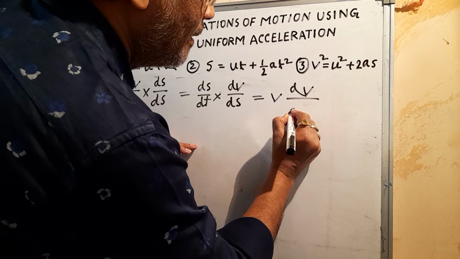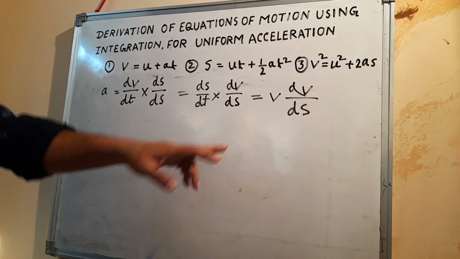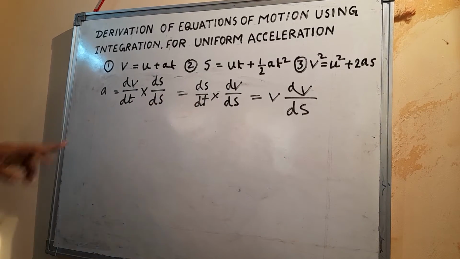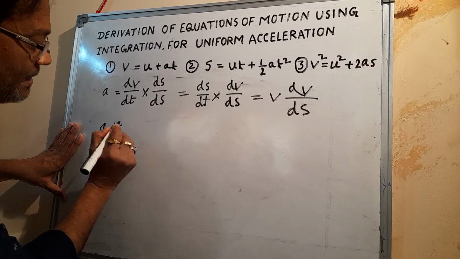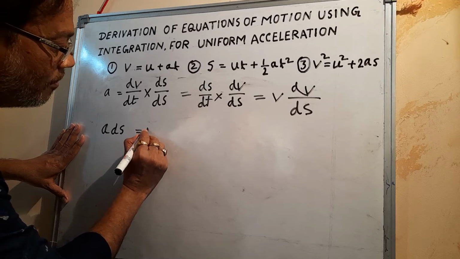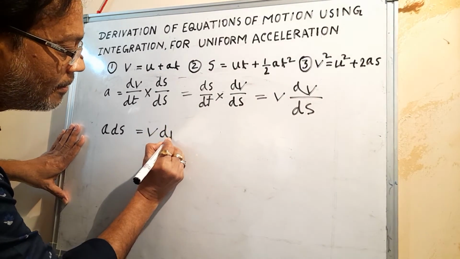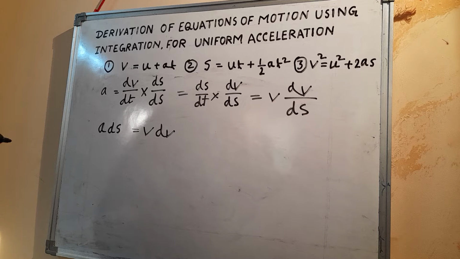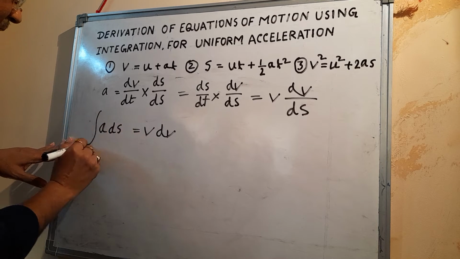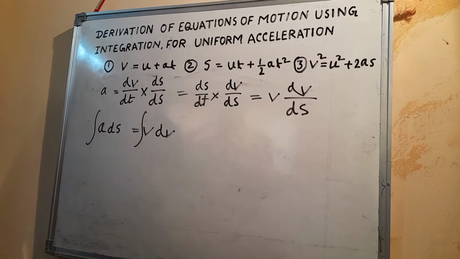So a equals v times dv by ds, which gives a ds equal to v dv. Now we will integrate both sides.